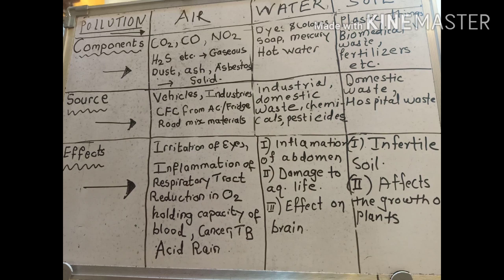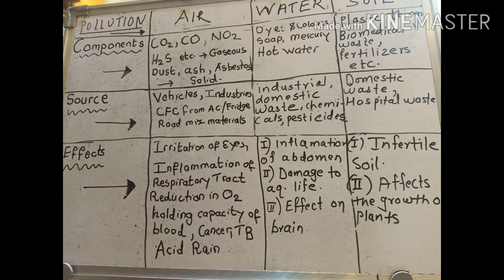Then you also have road mix materials as sources. When there is construction of new roads, concretization of roads, metalling of roads, they also liberate a lot of pollutants into the atmosphere. So these are some of the sources of the air pollutants. Of course, carbon dioxide, I told you, comes from burning of fossil fuels. Then, the air that we breathe cannot be controlled by us, so there are a lot of problems because you cannot control the air that you breathe.